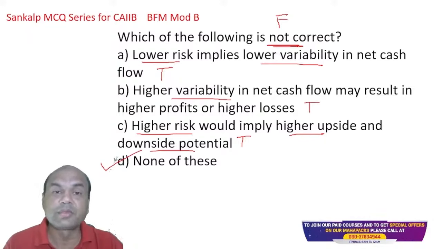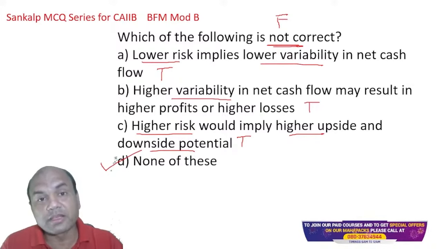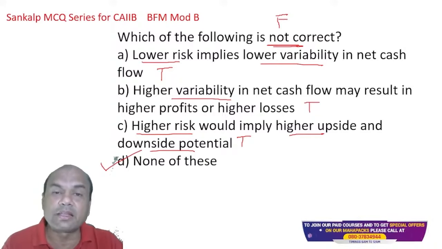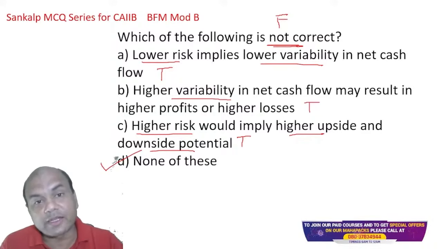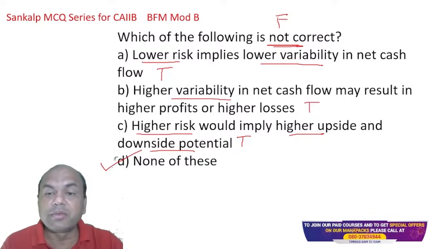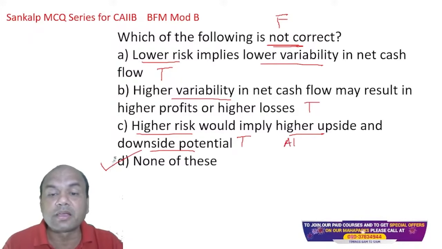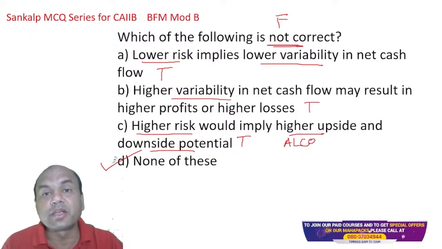Generally in exams, we have a habit that none of these will never be the answer. But remember, this is CAIIB. In CAIIB, you can't guarantee anything. You can get none of these as the answer also. Because remember, higher variability may result in higher profits and or higher losses. Higher risk would imply higher upside or higher downside. That is the basic logic of the ALCO department. What is the ALCO department in the bank? Asset liability management. So it basically deals with this higher upside and higher downside.